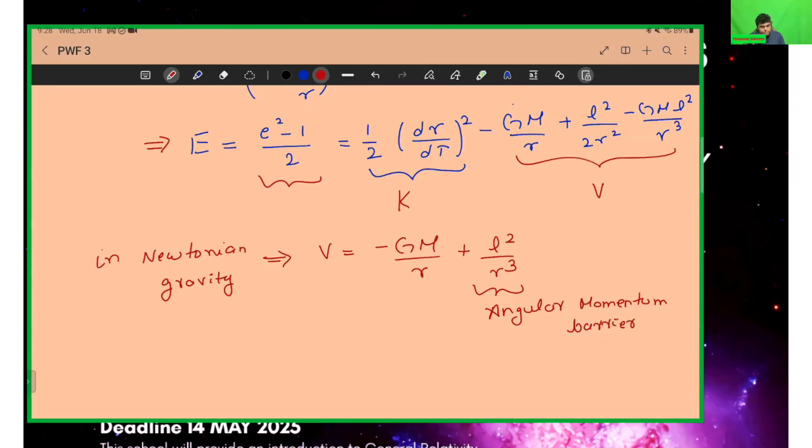The momentum potential that it experiences. This term is the term that prohibits Earth from falling into the sun, because if Earth didn't have any angular momentum, it would just get sucked into the sun.